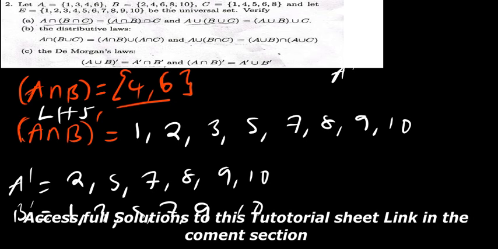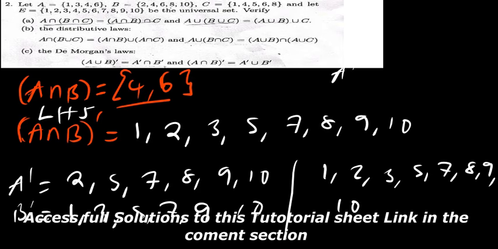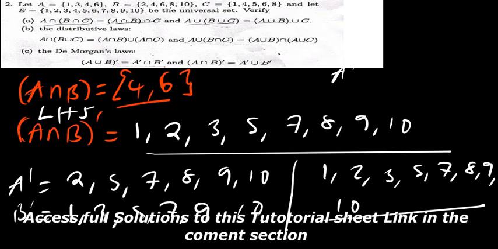So union, we have to write everything together. So therefore a union a complement union b complement is 1, 2, 3, 4 no, but 5, then 6 no, 7, 8, 9, 10. So we can clearly see that what we have here is basically the same as what we have there. Hence proved. Done. So that is it for question 2.